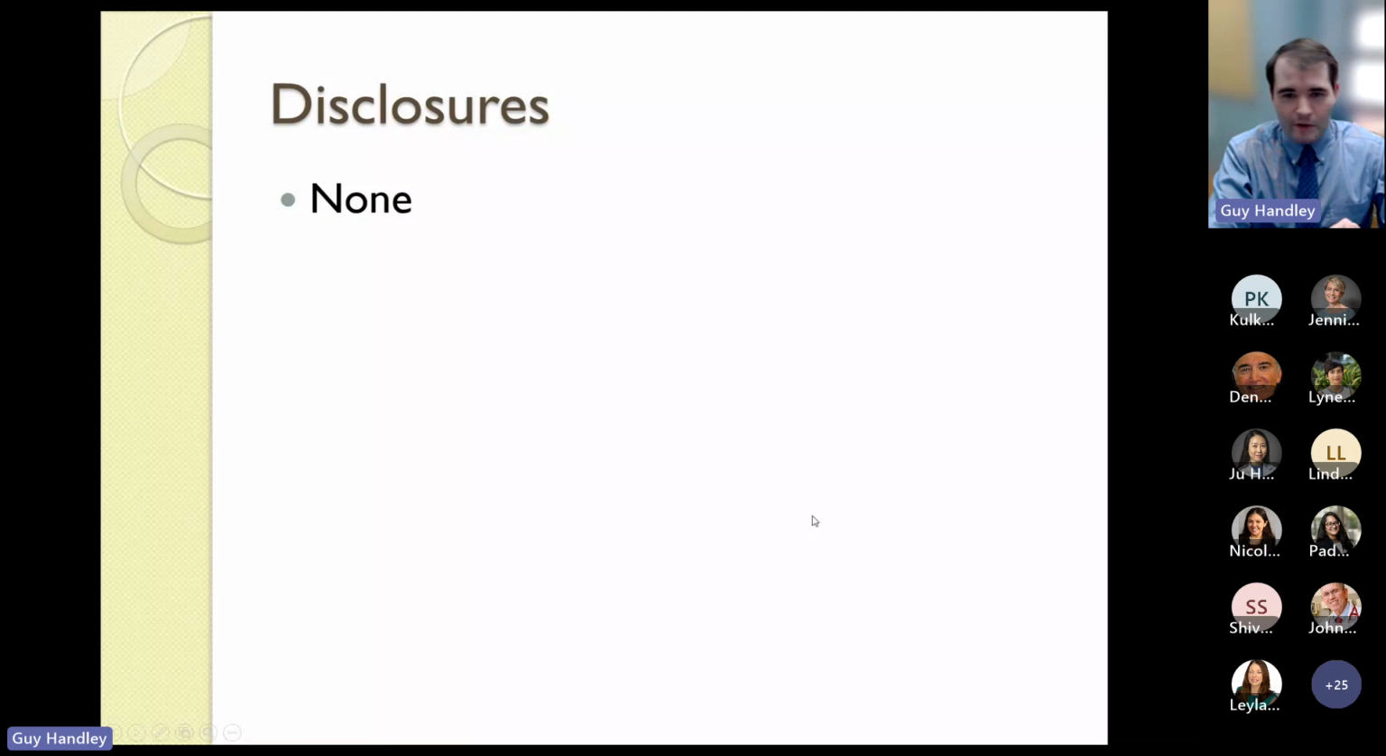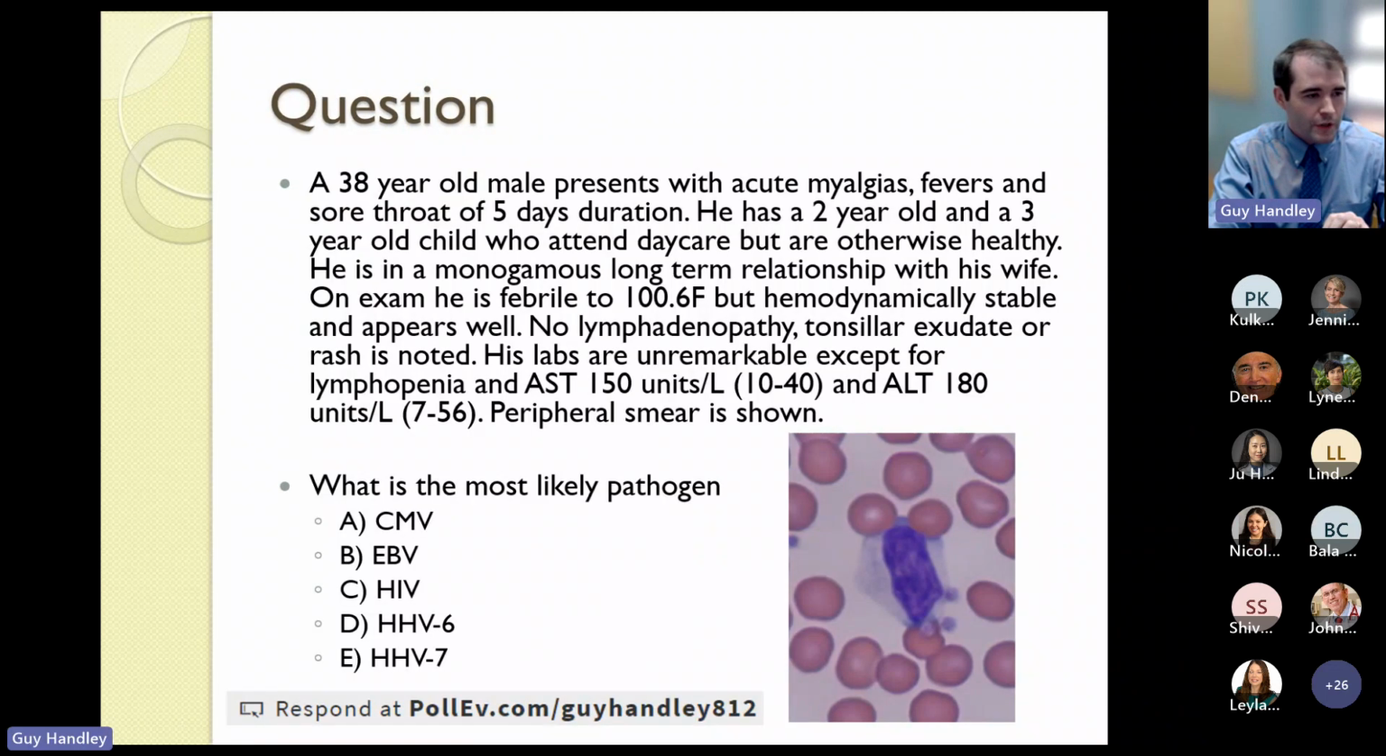I have no disclosures related to the talk. And we'll start with a question. A 38-year-old male presents with acute myalgias, fevers, and a sore throat for 5 days. He has a 2-year-old and a 3-year-old child who attend daycare but are otherwise healthy. He's in a monogamous long-term relationship with his wife. On exam, he is febrile to 100.6 Fahrenheit, but hemodynamically stable. He appears well. He has no lymphadenopathy, tonsillar exudate, or rash. His labs are unremarkable except for lymphopenia, an AST of 150, an ALT of 180, and a peripheral smear is shown. The question is, what is the most likely pathogen?